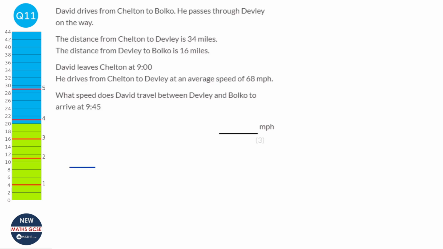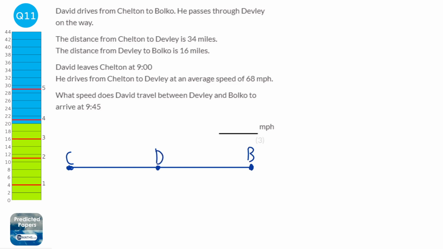There's an awful lot going on in this question. Whenever there's an awful lot going on, it's always best to draw a diagram. So we're going to start off at Chelton, which is a C. Then we go to Bolko, that's where we're going, and we go through Devley on the way, so we'll do D there. Distance from Chelton to Devley is 34 miles. Distance from Devley to Bolko is 16 miles. So I'm just reading through the question, adding it to my diagram.